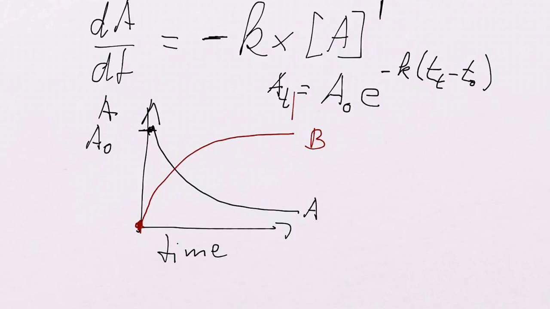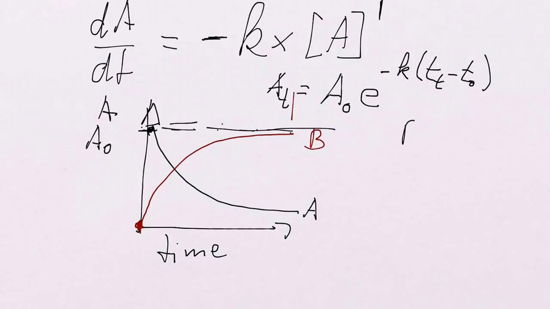How much B can I maximum get? As much A as you have. I can only get as much B as I have A0. So that's the limitation here. B at any time has to be smaller or equal to A0. It can't get any higher. I guess that makes sense, doesn't it?